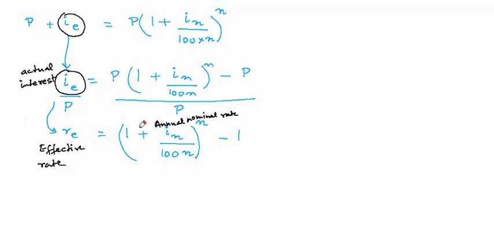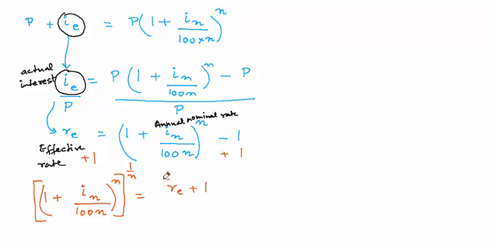Now what if you want to go the other way? That is, find the annual nominal rate given the effective rate. So we are going to solve for this in terms of this. Our first job is to add 1 to both sides of the equation. So we have 1 plus IN, that's the annual nominal rate of interest, over 100n raised to the nth power is equal to the effective rate RE plus 1. This is raised to the nth power, therefore we are going to take the nth root or raise both sides to the 1 over n.